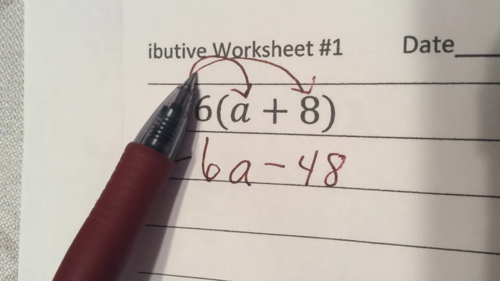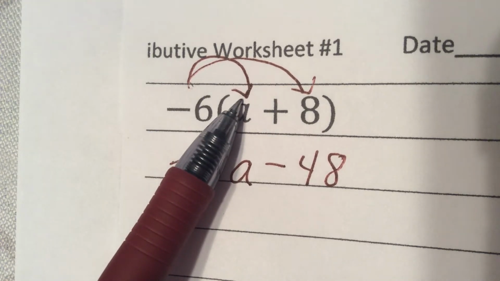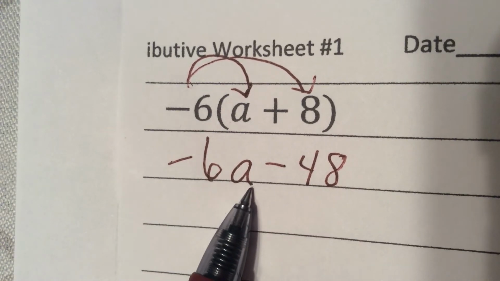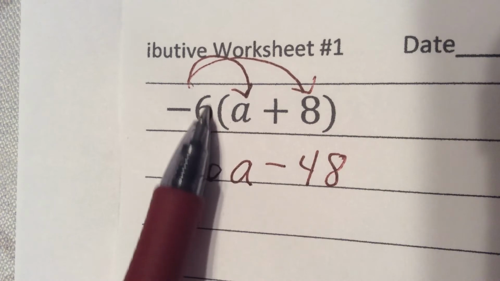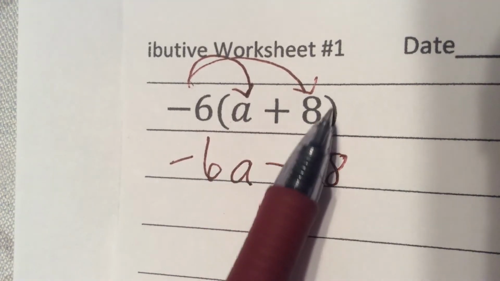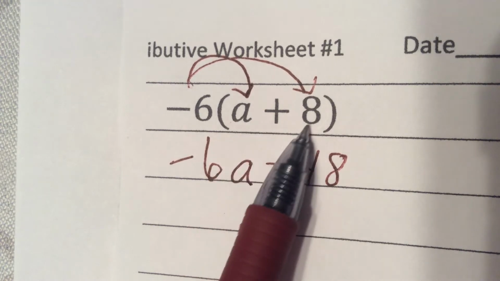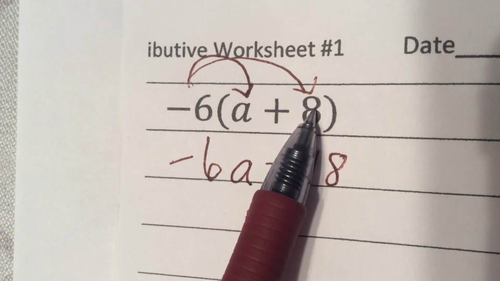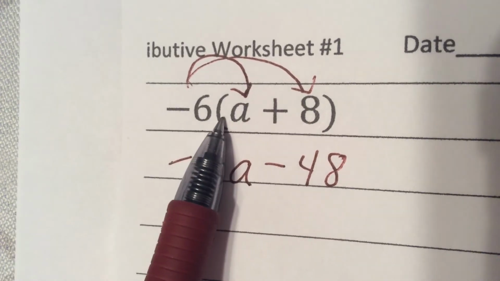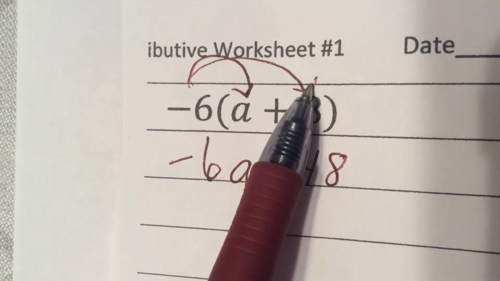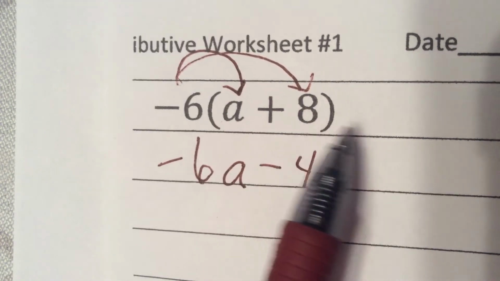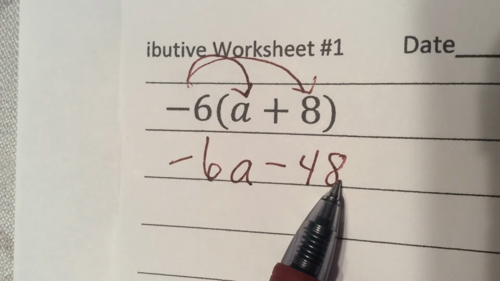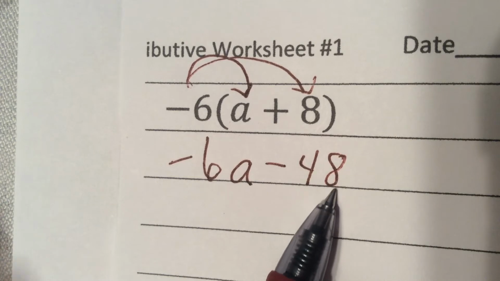In other words, we're going to take the -6 and we're going to multiply it times a. That gives us a -6a. Now we're going to take that -6 and we're going to multiply it times a +8. This sign always goes with this number, and although we read it plus, we can think of it as the sign on this number. So we're going to take a -6 times a +8. When we take a negative times a positive, we get a negative, and 6 times 8 is 48. That is our shortcut we're going to try today.